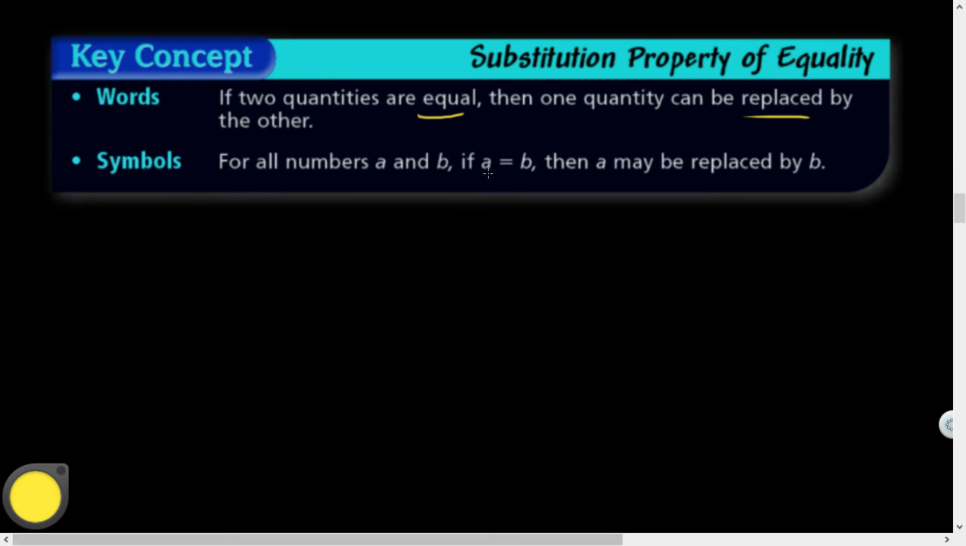Symbolically, it says for all numbers a and b, if a equals b, then a can be replaced by b. So I can swap them out. So let's do this example. We might have time for a couple examples.